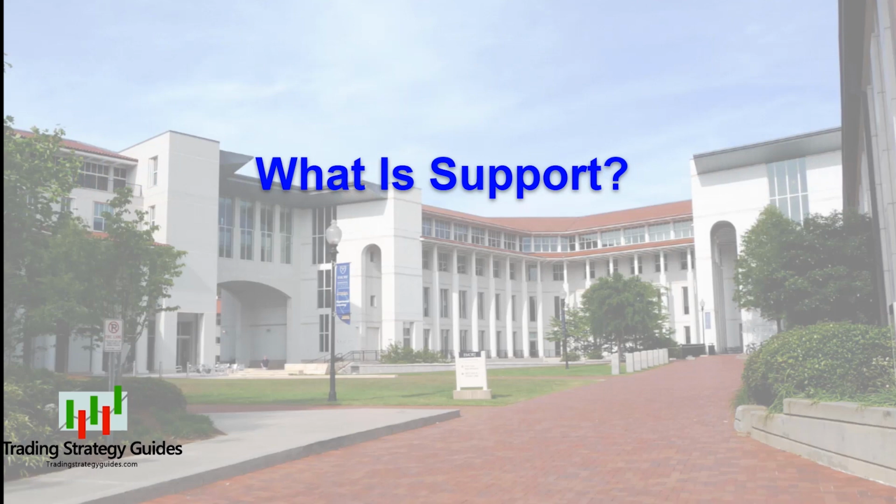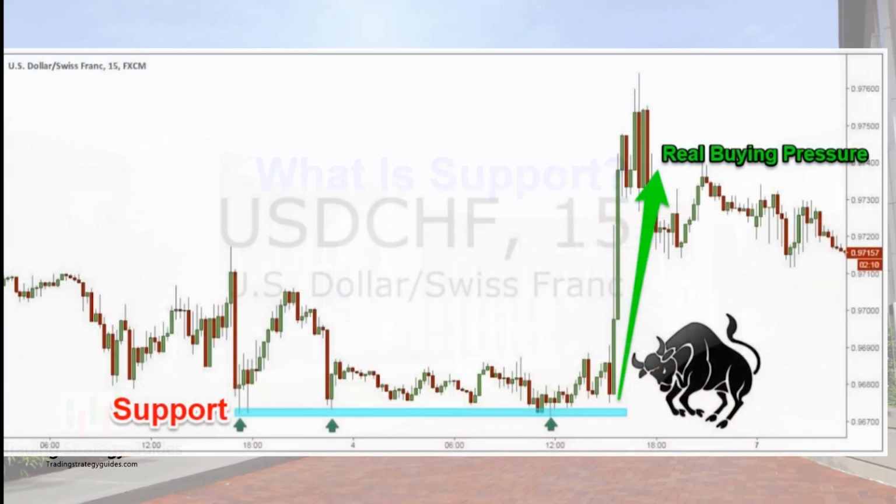Support is another word for buyers and is a price level or a price zone from where the market has bounced. Think of support as the floor. At a support level, the demand side or the buying pressure is bigger than the supply side or the selling pressure, which is the reason why the market will stop falling and reverse. Support levels will always appear below the current price.